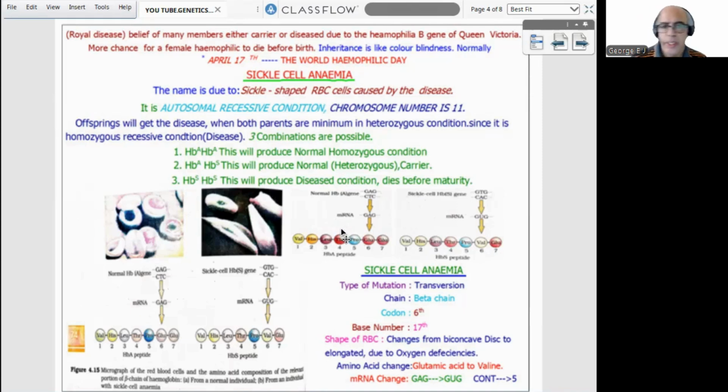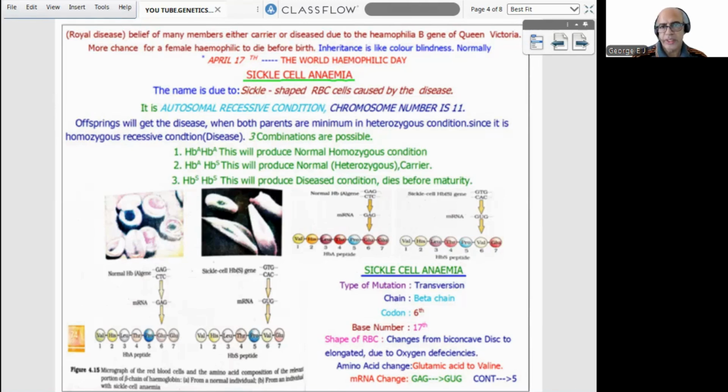Normal case, here you can find mRNA, it is GAG. Disease condition, it is GUG. These are the peptide chains: polypeptide chain, normal, disease, or HbS. Now, this is the essence of it, at least try to remember it. Sickle cell anemia type of mutation is transversion. The chain is the beta chain.